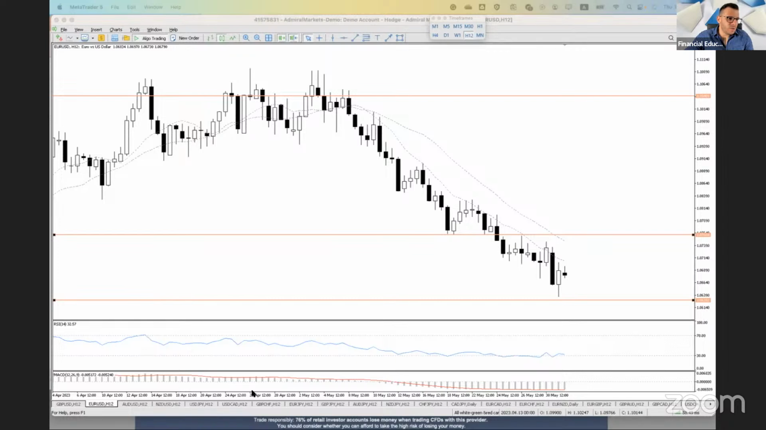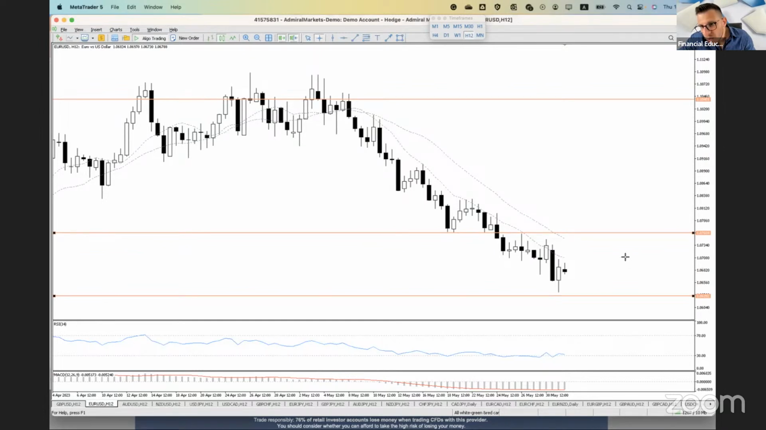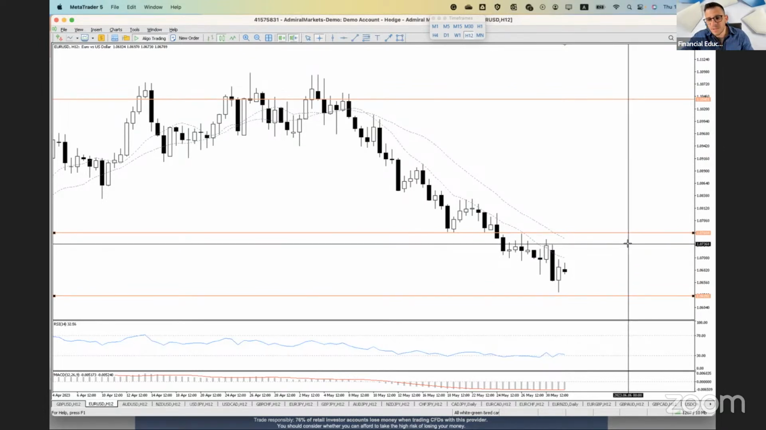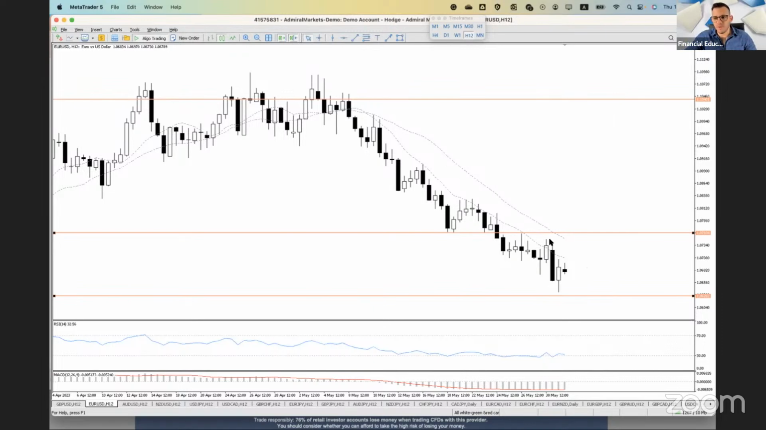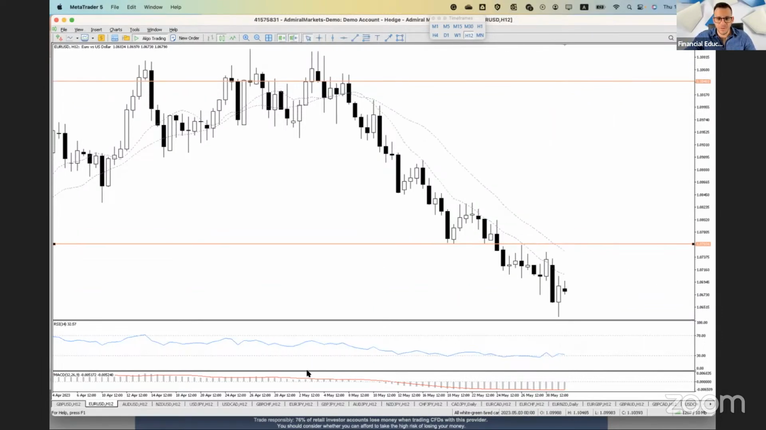Can euro reach 1.074? Yeah, of course it can reach. Absolutely, it can reach 1.074. Of course. Absolutely. I don't see any reason why not to.